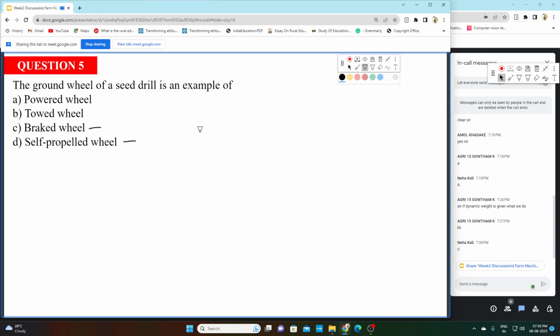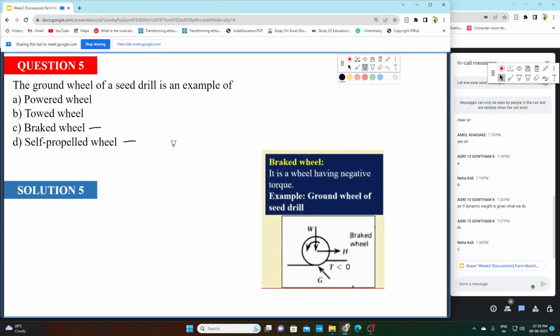Okay, nice. I have already told you about braked wheels. What is the characteristic of braked wheels? In a braked wheel, there is a torque on the wheel, but the direction of torque is opposite to the direction of motion. So torque is less than zero. This is the characteristic of a braked wheel, and the example of a braked wheel is the ground wheel of a seed drill. So your answer would be C.